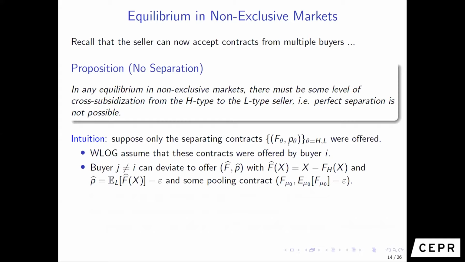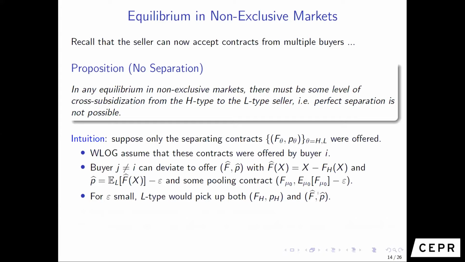In addition, when you deviate, you will offer a pooling contract, which is some contract that you have to pick very smartly, priced slightly below average valuation. Now, as I said before, with this first contract, the low type seller immediately says, I don't have to retain anymore. I can just go and mimic the high type and then get rid of my retention with this other buyer.